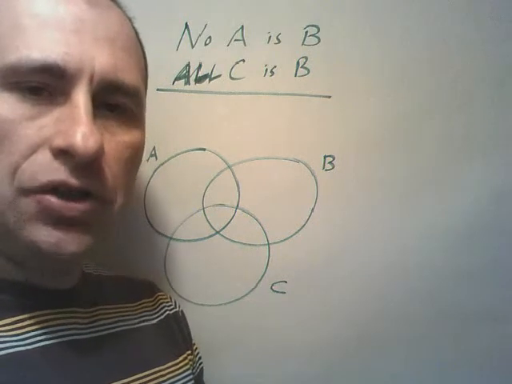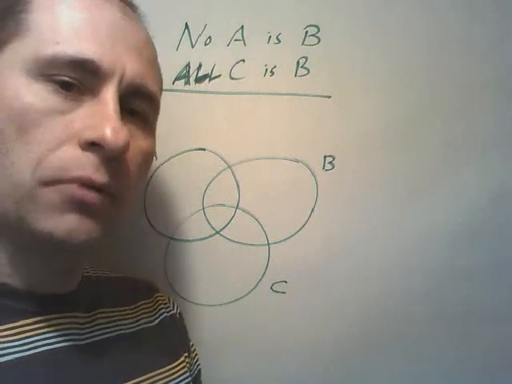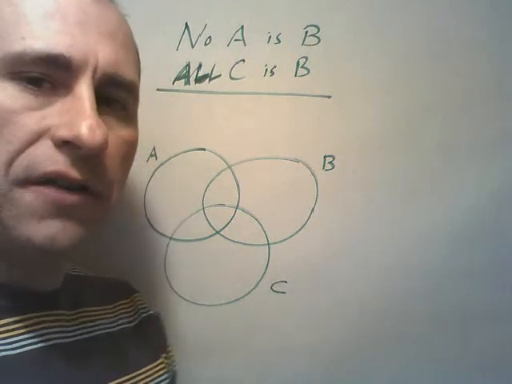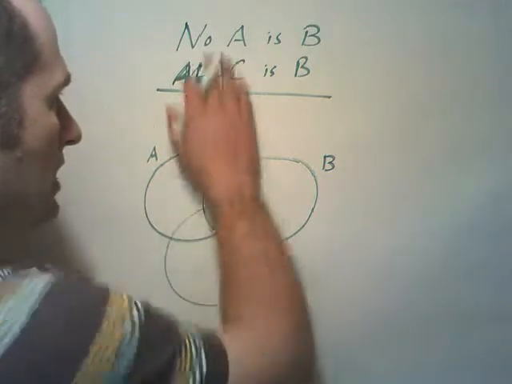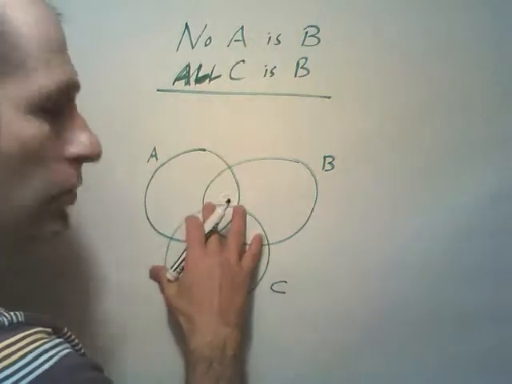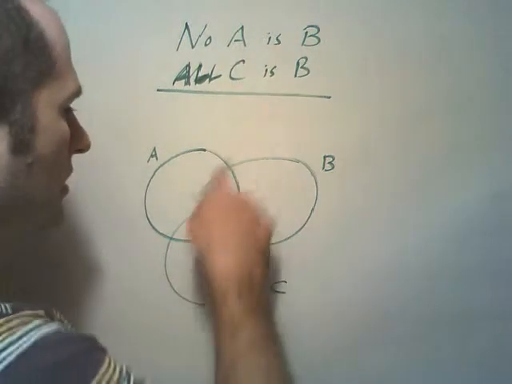I don't have a conclusion here. I want to see if we can come up with a conclusion, based on what we see in the drawing. So let's draw the first one first. No A is B. Remember, since these are the only terms involved, we can pretend the C is not even there. There's no A is B. So you see those two.